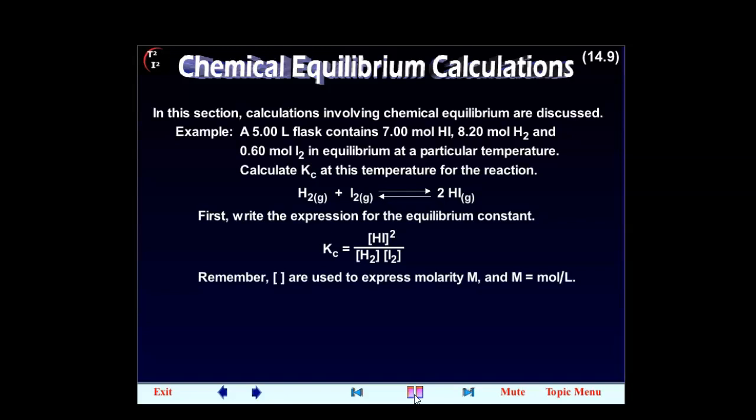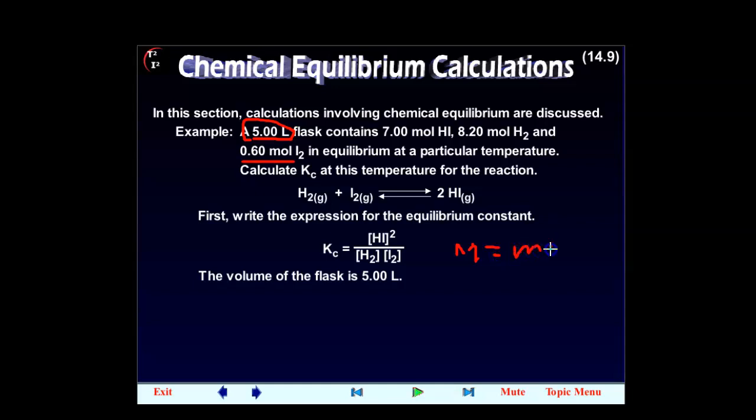Remember, brackets are used to express molarity M, and the units of M are moles per liter. The volume of the flask is 5.00 liters. Thus, since you are given moles and you are given volume in liters, to get your molarity, remember, is the number of moles divided by volume in liters. All right, that is what you're going to use to get your molarity, which is also called the concentration in this situation.